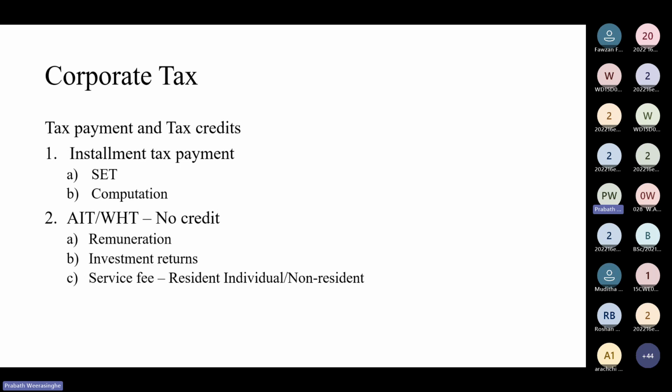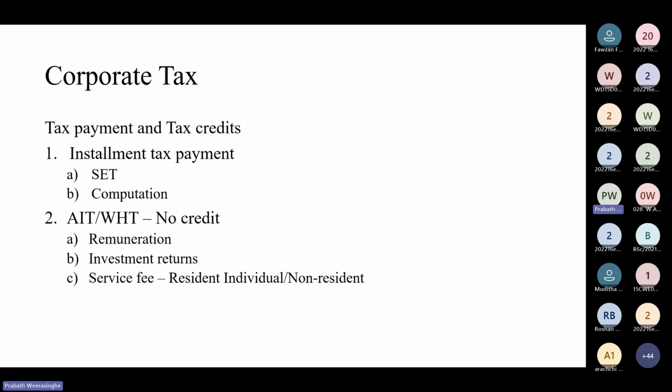Then I will move to the other areas, the tax payment and credit. You know that installment tax payment. There are three ways to discharge tax liability in Sri Lanka. One is tax payment, another is withholding tax by deduction, and the other one is by assessment.